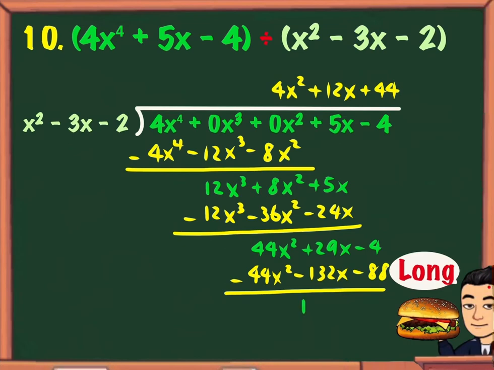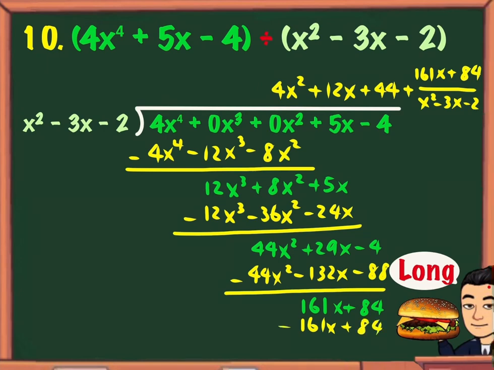we're going to get 161x plus 84. Now the degree is less than the divisor, so we can just go ahead and put plus and put the fraction. Put the divisor there, x squared minus 3x minus 2, and the numerator we're going to put 161x plus 84. So you'll get 161x plus 84, and you subtract it. Remainder now is 0. And this is your answer.